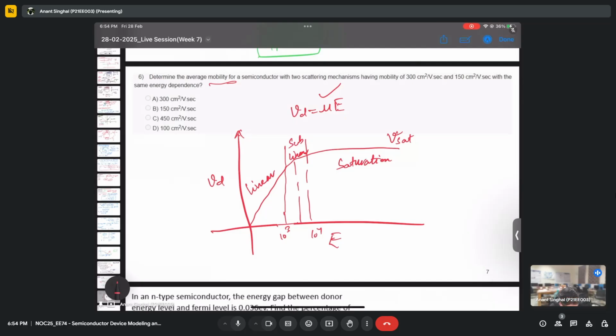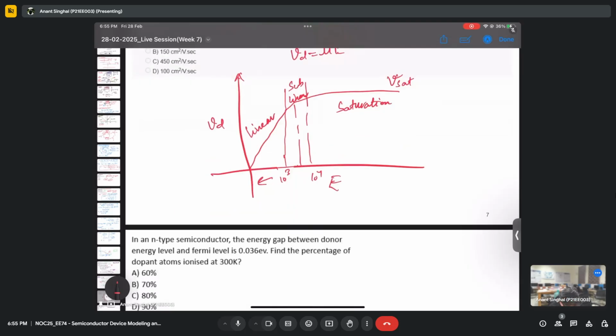So this was the sublinear part. At low electric fields, the VD equals mu E relation follows. The drift velocity is linearly proportional to the applied electric field. As we apply the electric field, the drift velocity increases until the velocity saturates at V sat. At high electric field, the electrons get more energy and get highly accelerated, because of which they collide rapidly, and this collision results in a constant velocity. That is what we termed as the drift velocity also.